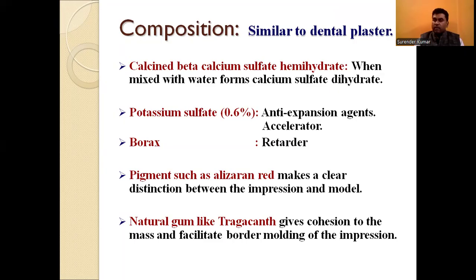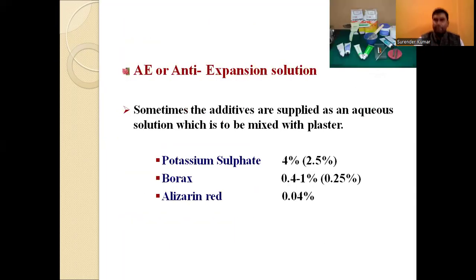Natural gum like tragacanth gives cohesion in the mouth and facilitates bottom molding of the impressions. The anti-expansion solution consists of potassium sulfate 4%, borax 0.4 to 1%, and alizarin red 0.04%.